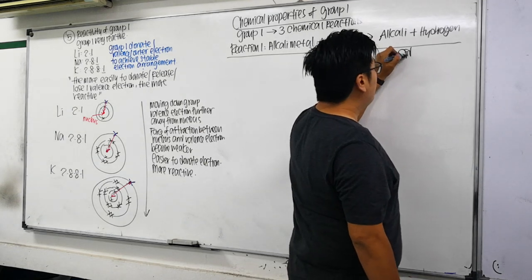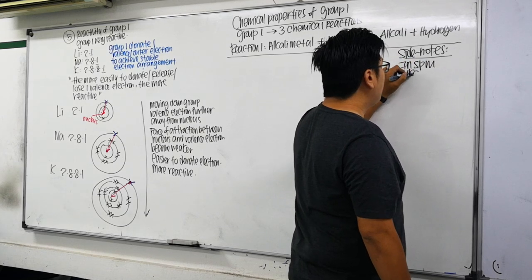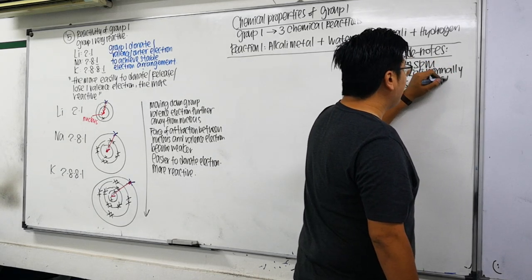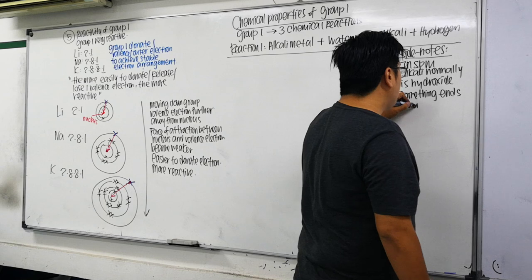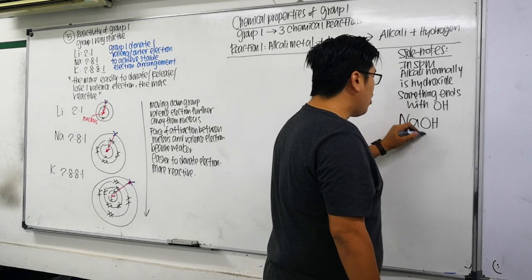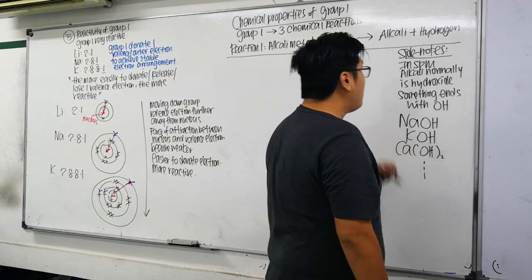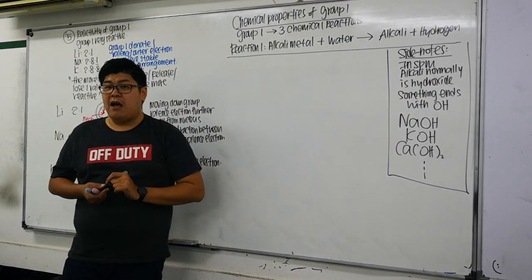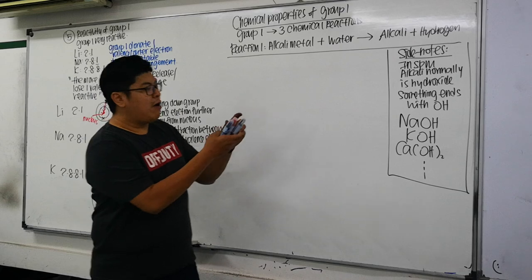Now, what is alkali in SPM? Let me write a side note for you. In SPM, your alkali is normally a hydroxide. What is a hydroxide? It means something which ends with OH. Example, NaOH. Example, KOH. Example, CaOH, and so on. Don't memorize. Anything ending with OH in SPM, you can assume it is an alkali. I'll tell you why later.